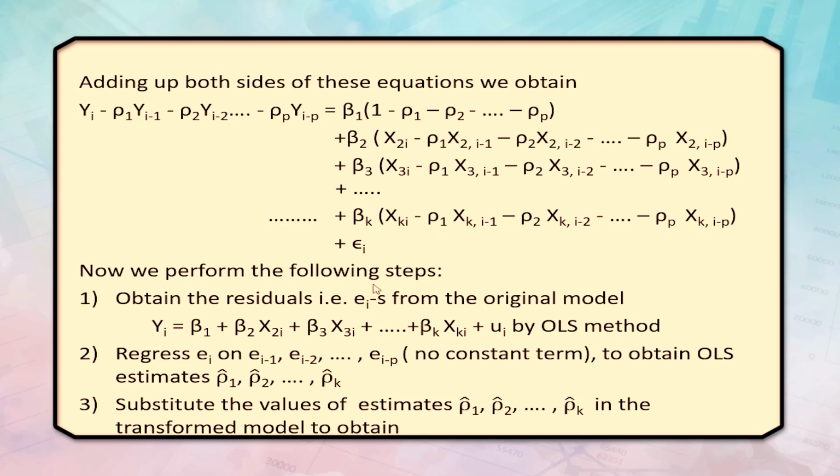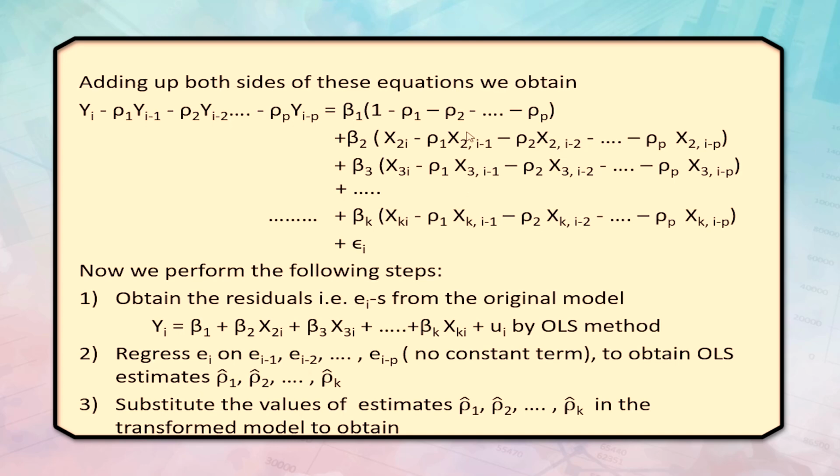And you can see now that the transformed model is left with a disturbance term epsilon_i, which follows the classical properties. So, on this model we can safely apply ordinary least squares. But before applying ordinary least squares on this model, we need to find out the rhos, which we do not know: rho 1, rho 2, rho p. So, that we do not know. Therefore, we have an iterative method.